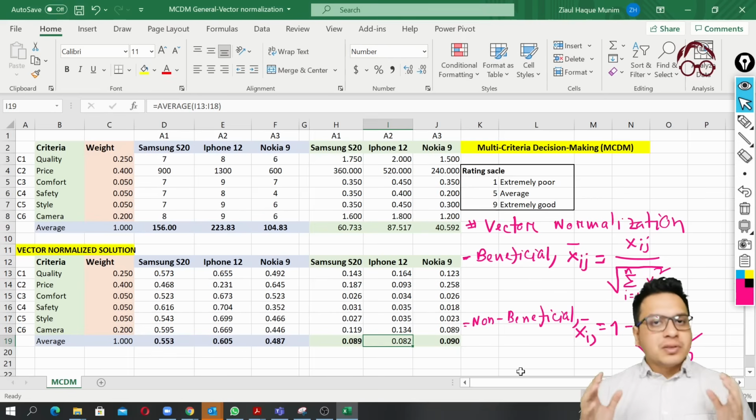Okay. So that's all for this lecture now. I hope you can now apply vector normalization in your research and your thesis or articles.